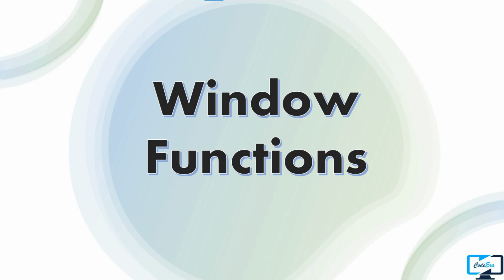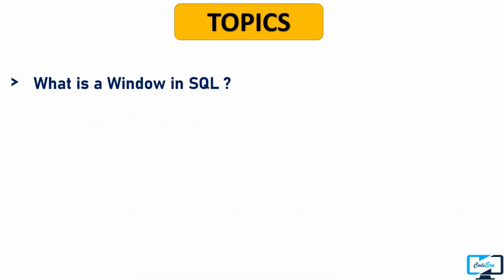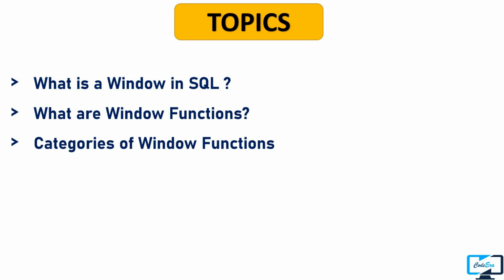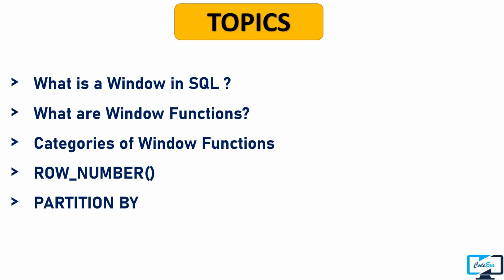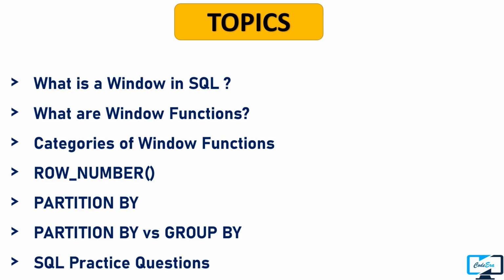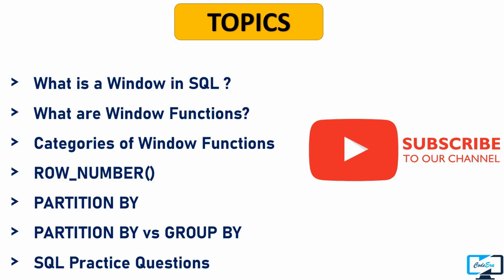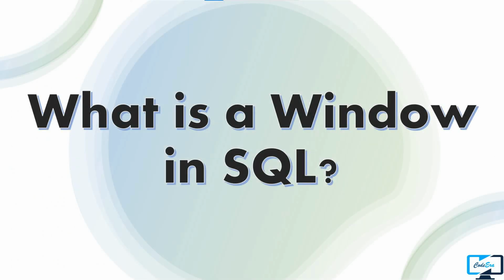So today we will understand what a window in SQL is, what window functions are, categories of window functions, row number, partition by, and the difference between partition by and group by. And with this video, I will also share some SQL practice questions so that you can understand this topic in a much better way. Now let's first understand what a window means in SQL.